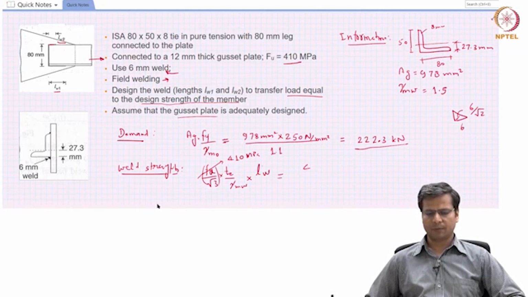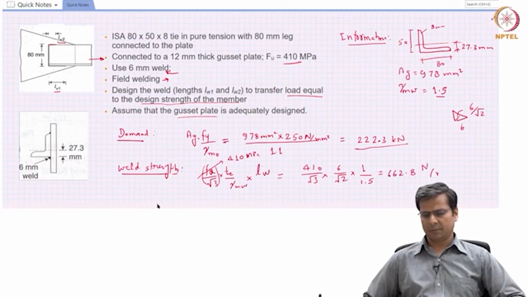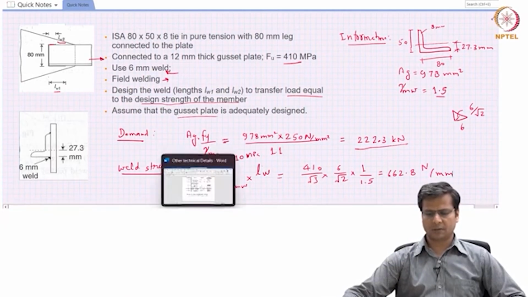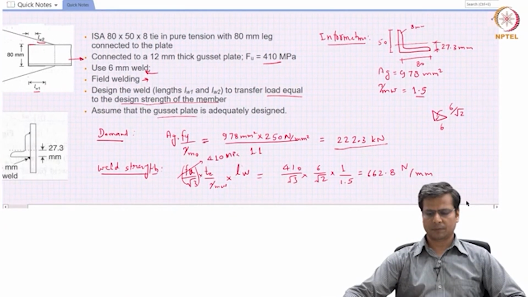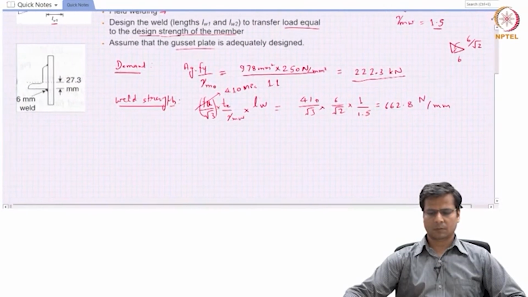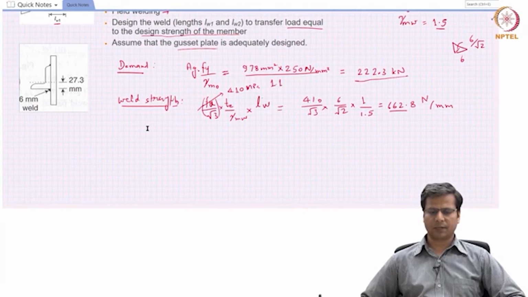So we will substitute that value, 410 divided by root 3 multiplied by 6 divided by root 2 multiplied by Lw. For the time being, because we don't know the length, let's assume the length to be 1 millimeter, and we are just calculating the strength of the weld of 1 millimeter length, just a notional value, and gamma mw, which is 1.5 for a field weld joint. And this value turns out to be 662.8 Newton per millimeter length of the weld, because we had assumed the length of the weld to be 1 millimeter in the beginning. So this is the weld strength per unit length.